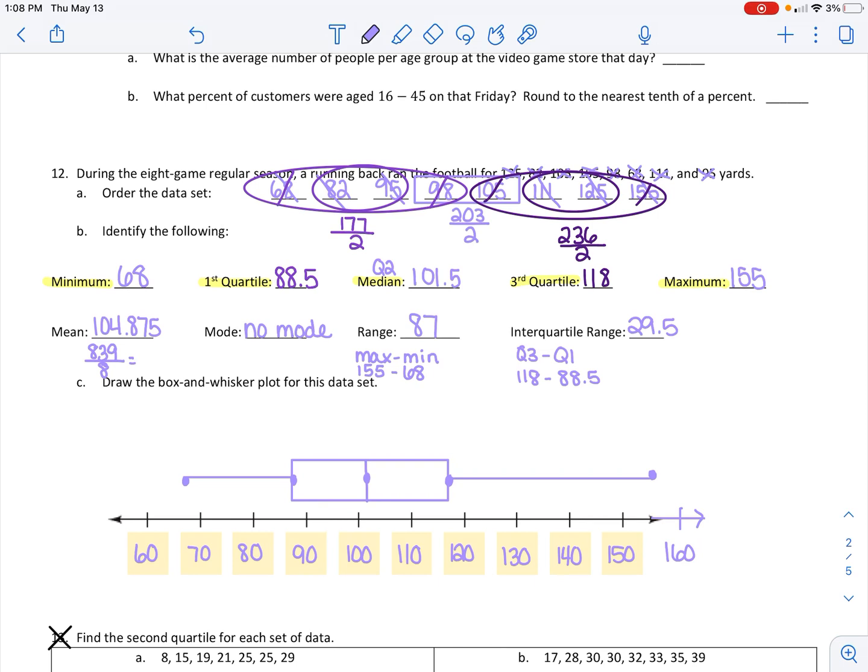On the quiz, you're going to be looking at box and whisker plots, and you're going to want to be able to know how to find the different numbers based on looking at a plot. You will not have to actually create one of your own.